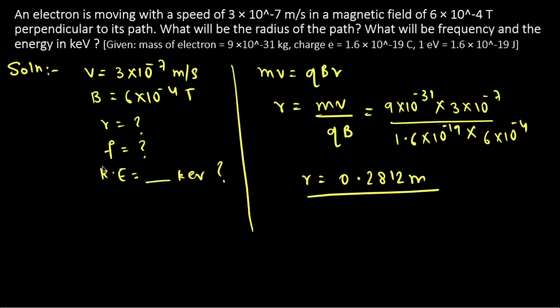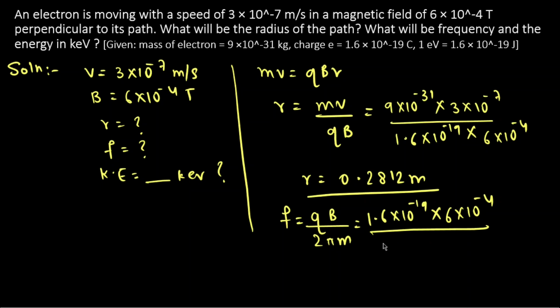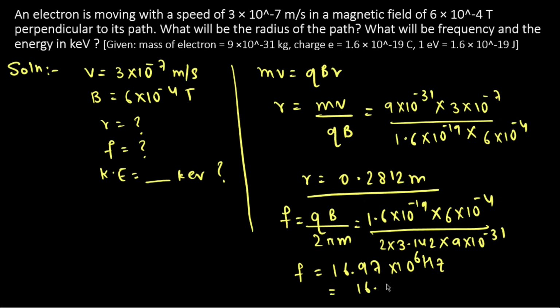Next thing they have asked us is the frequency. So we know frequency can be given by f equal to qB upon 2 pi m. So again putting all these values, 1.6 into 10 raised to minus 19 into 6 into 10 raised to minus 4 divided by 2 into 3.142 into the mass, that is 9 into 10 raised to minus 31, and solving this using log, we get the frequency to be 16.97 into 10 raised to 6 hertz, which can be written as 16.97 megahertz.